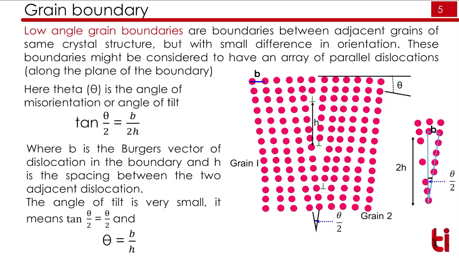So here theta is the angle of misorientation, B is the Burgers vector and H is the height between two dislocations. So we can find out the angle of misorientation by using this formula, that is theta equals B by H. If you know the Burgers vector and the spacing between two dislocations, we can always find out theta, that is the angle of misorientation.